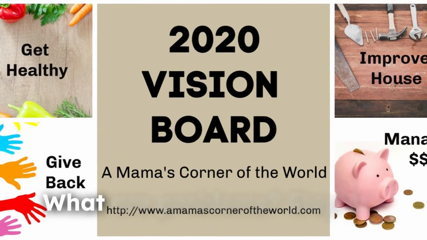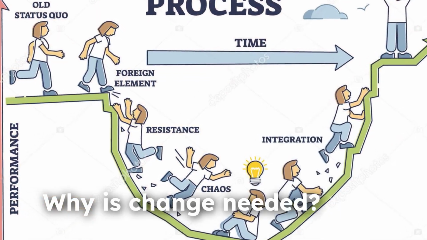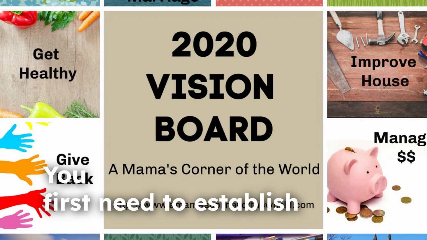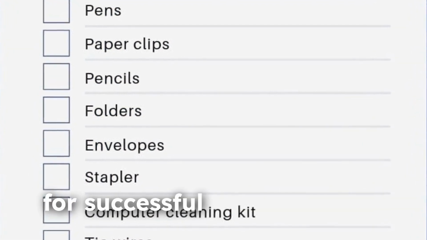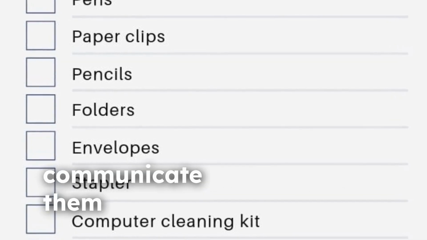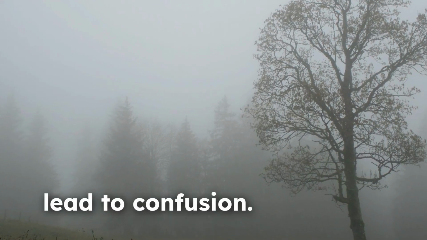Step 1. What is your vision? Why is change needed? You first need to establish your vision and commitment. Determine your clear goals for successful change and communicate them clearly across your organization. A lack of vision can lead to confusion.